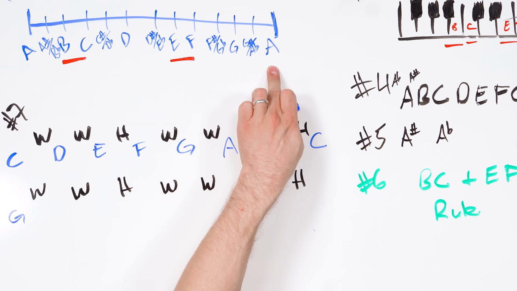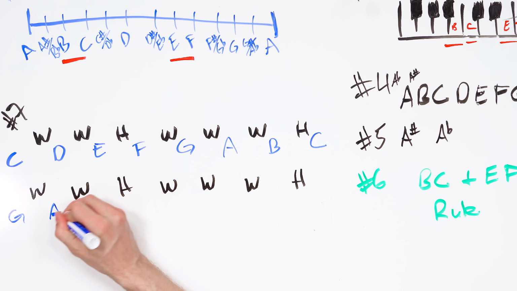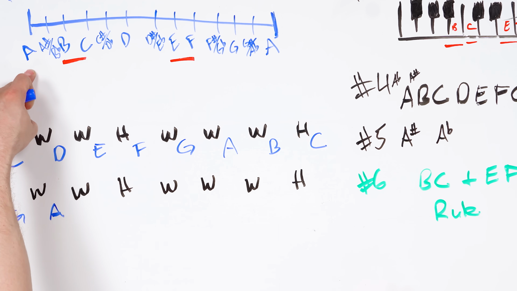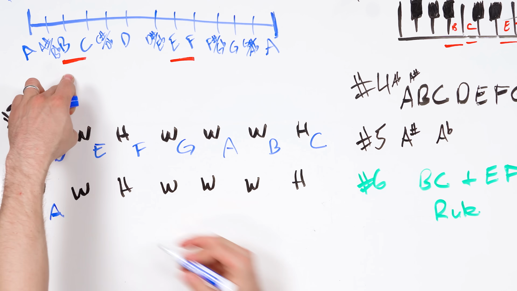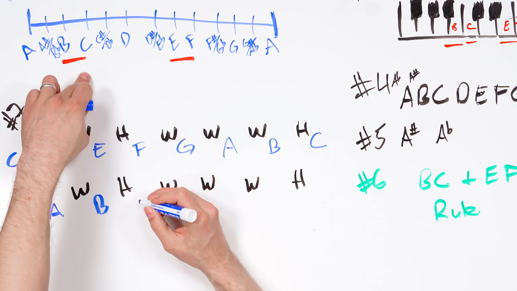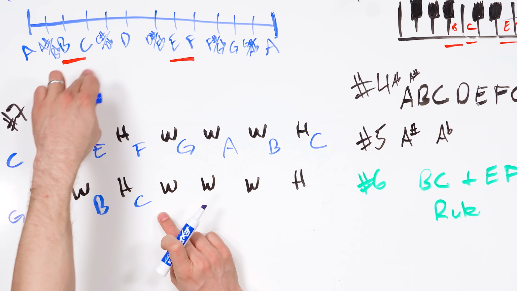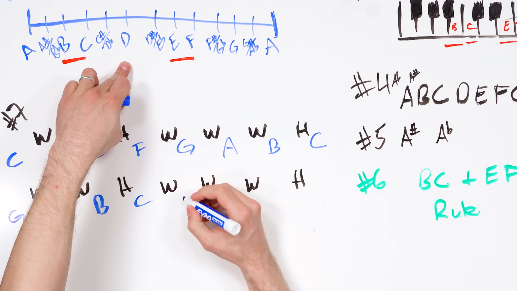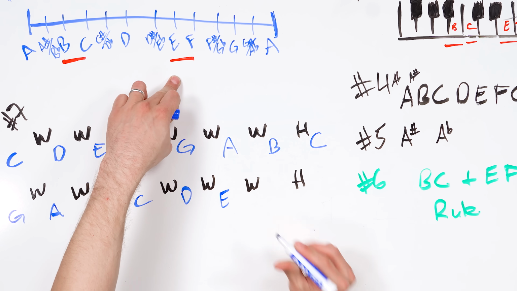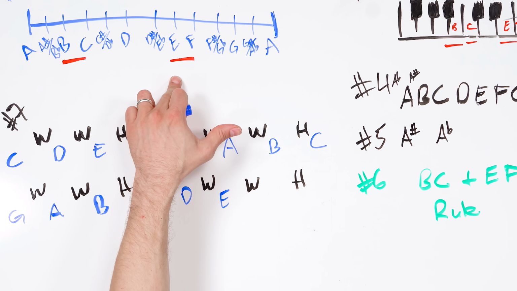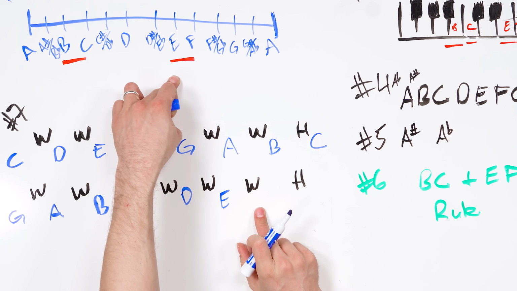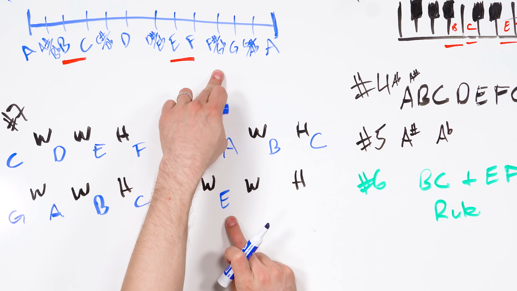I need a whole step to an A. So let's go back around here to this A just for ease of use. Need a whole step to a B. Now we need a half step to a C. Great, no problem. Whole step to a D. Whole step to an E. Now here is where things get tricky. This is where you have to be really aware of your B, C, and E, F rule along with your major scale formula. We're on E, but we need a whole step.